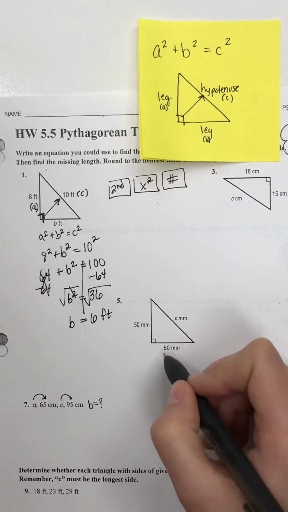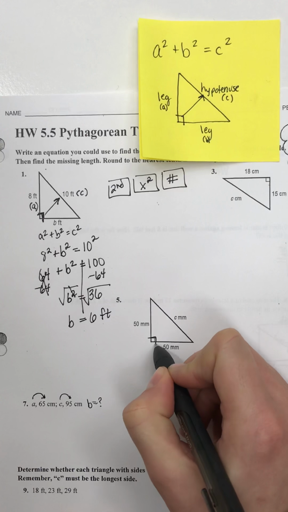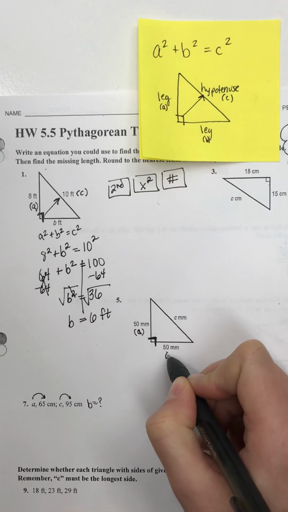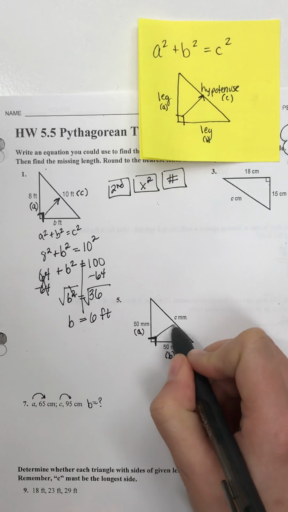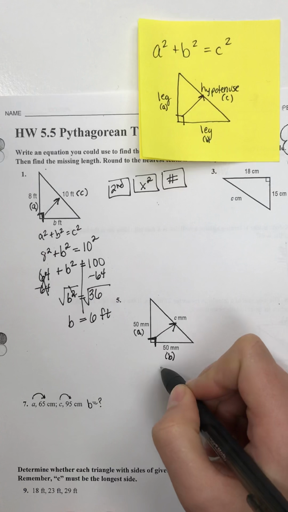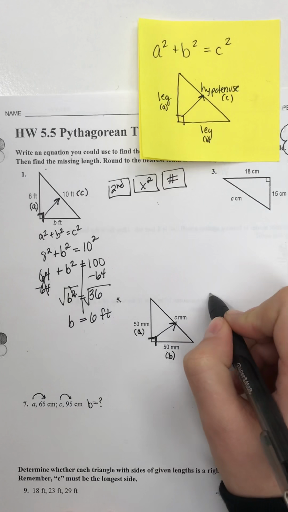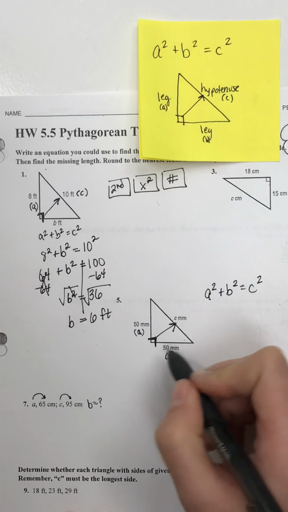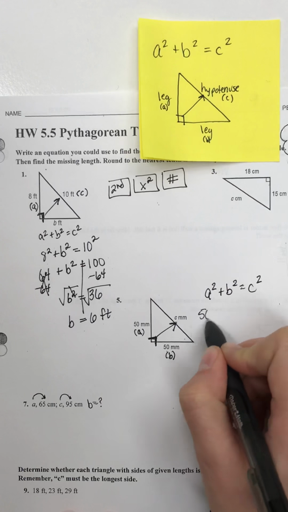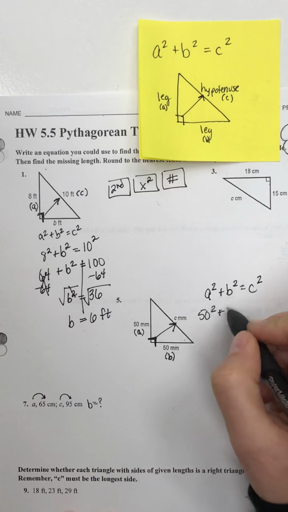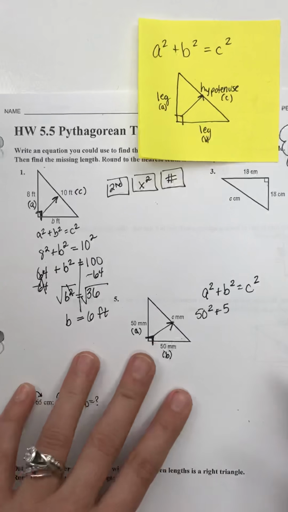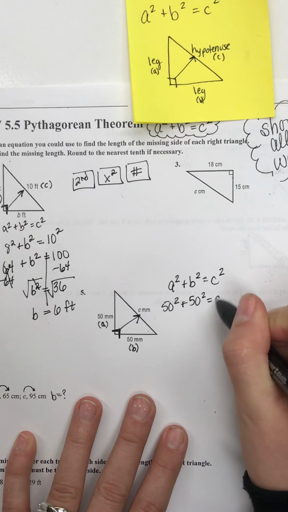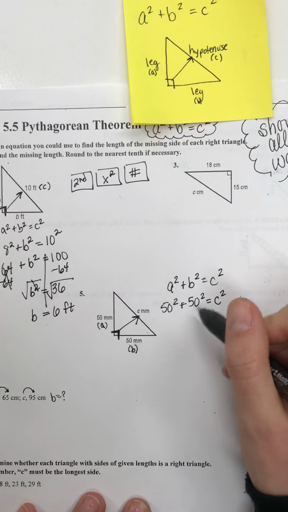I'll do problem number 5. My right triangle box is in the bottom left, which makes my sides, or my legs, A and B, whereas my hypotenuse is already labeled with a C because that's what we're trying to find. So I'm going to start writing the formula: A squared plus B squared equals C squared. Now my A is 50, so I have 50 squared, plus my B is also 50, so 50 squared, equals. There's nothing that gets plugged in for C because that's what I'm trying to find.